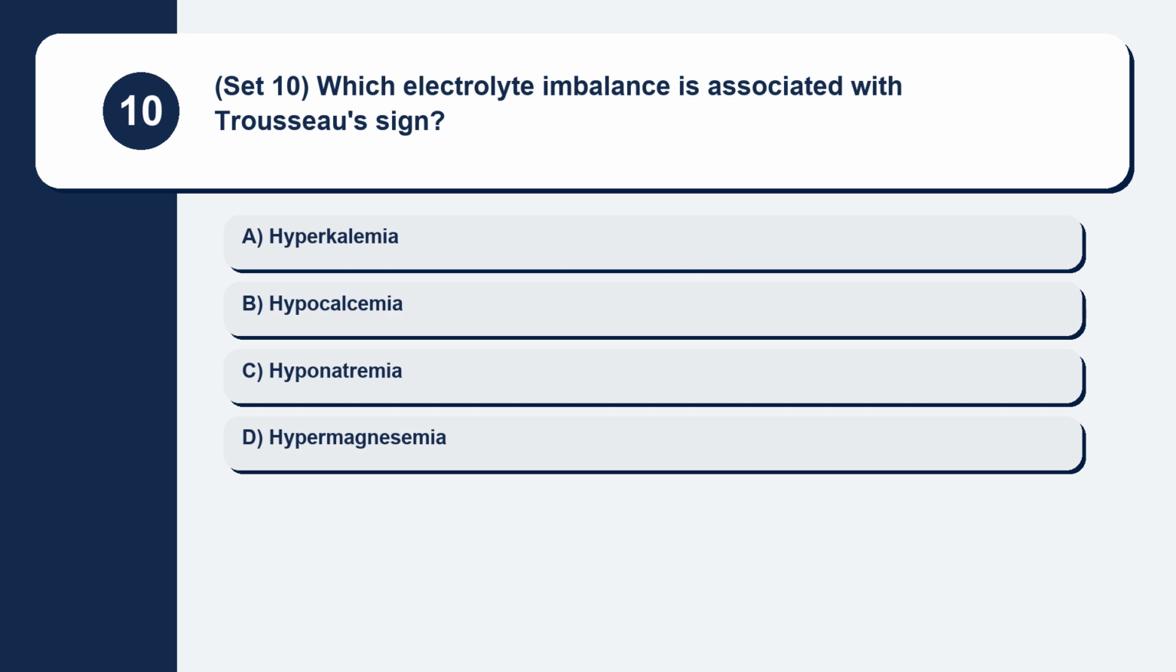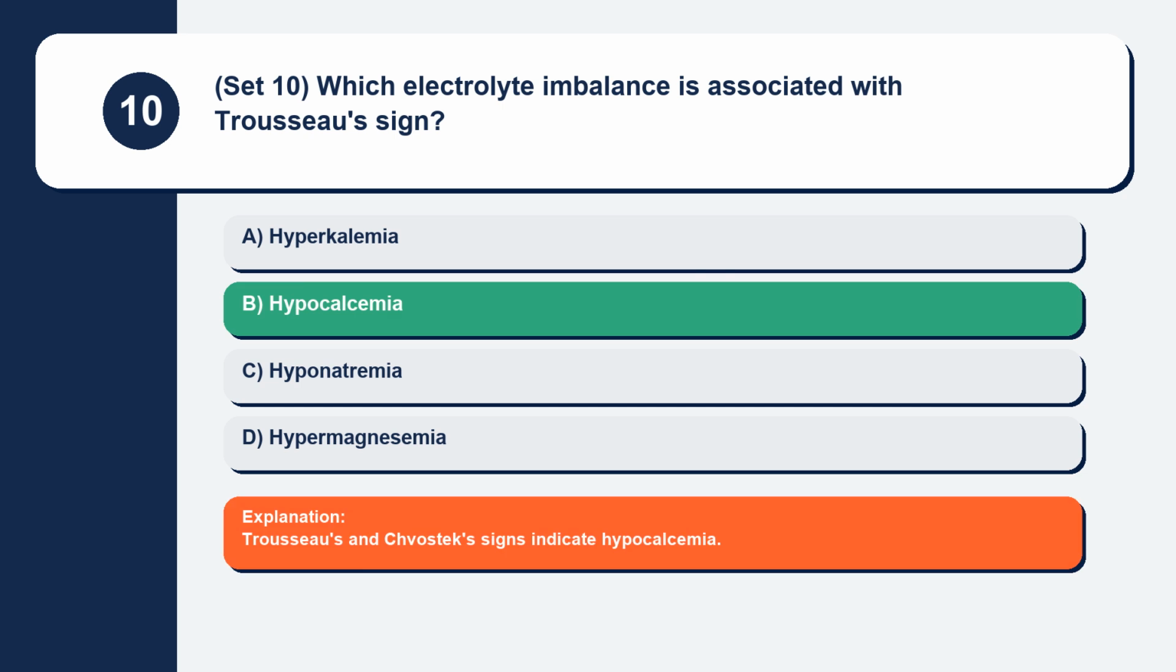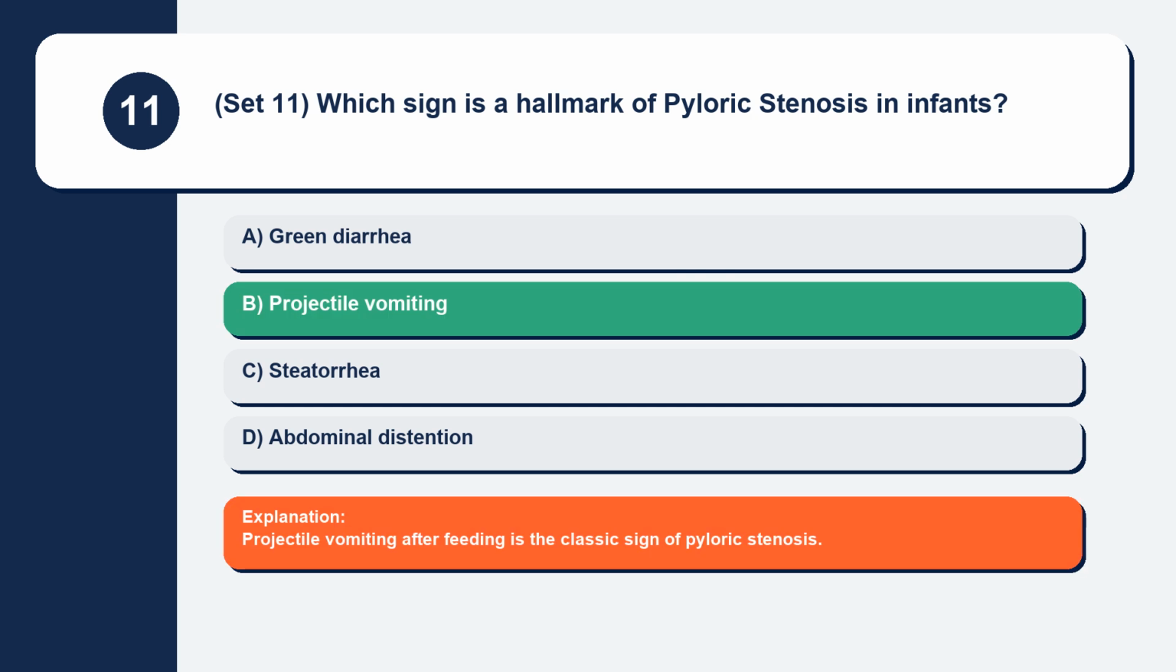Question 10. Set 10. Which electrolyte imbalance is associated with Trousseau sign? Hyperkalemia, hypocalcemia, hyponatremia, hypermagnesemia. Trousseau's and Chvostek's signs indicate hypocalcemia. Question 11. Set 11. Which sign is a hallmark of pyloric stenosis in infants? Green diarrhea, projectile vomiting, steatorrhea, abdominal distension. Projectile vomiting after feeding is the classic sign of pyloric stenosis.